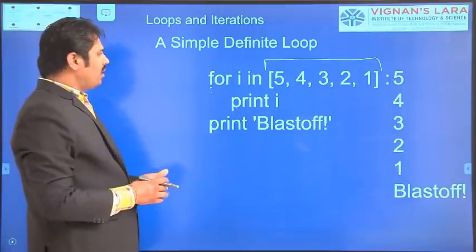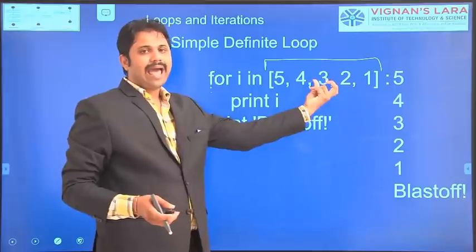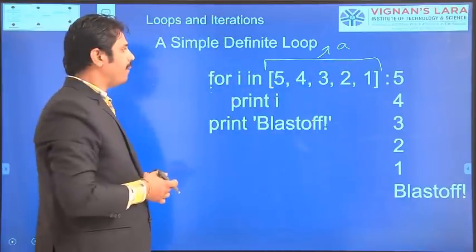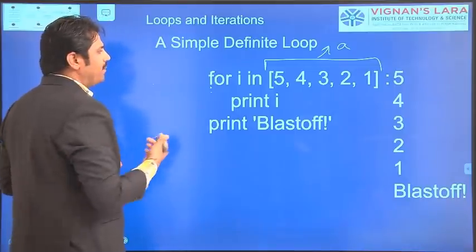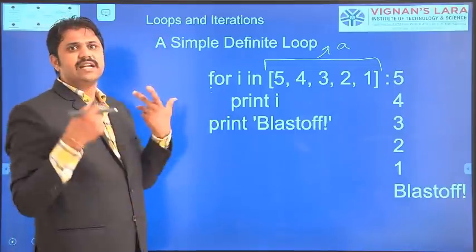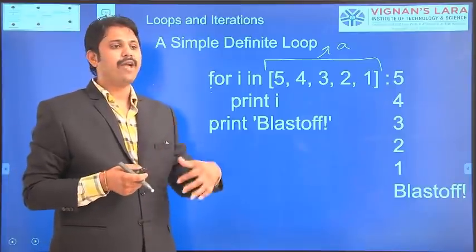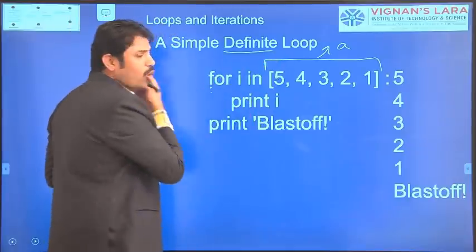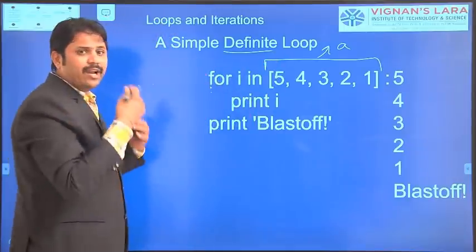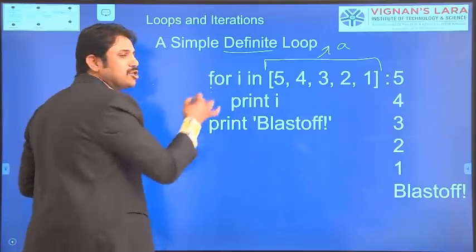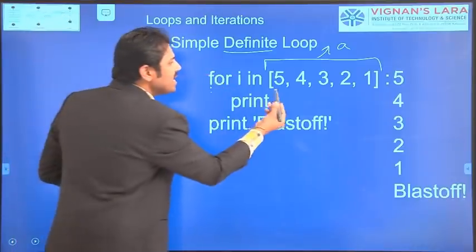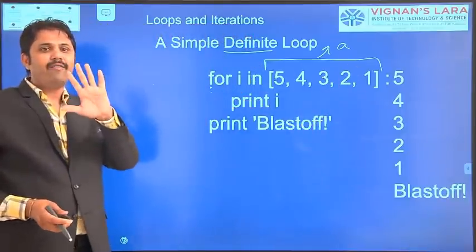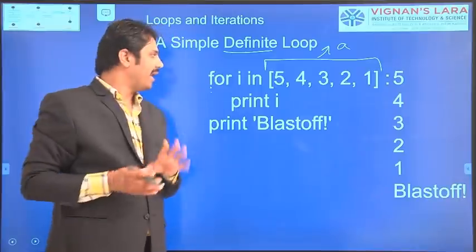Okay, here: for i in array A. First, what happened? Why is it definite? Why is while not definite? While is indefinite. So here it is definite, because we already know how many iterations have to be performed. That means here there are 5 numbers, 5 iterations are going to be done.